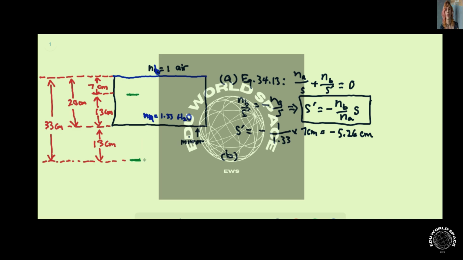So that is actually now our new S, right? So if we were to plug into this equation, we have S prime is equal to minus NB over NA times S, and our new S is 33 centimeters. So that means that S prime is minus 1 over 1.33 times 33 centimeters, which gives us minus 24.8 centimeters.